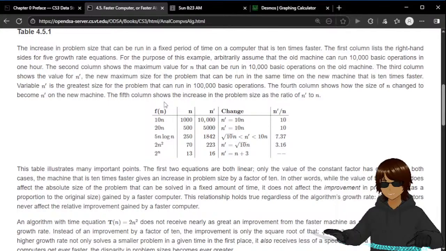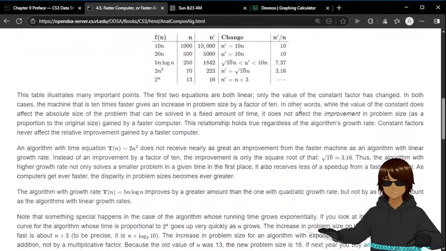Wait, I don't understand. The first column lists the right-hand sides for 5 growth rate equations. Or this is the growth rate. This is the actual n. This is the new n.